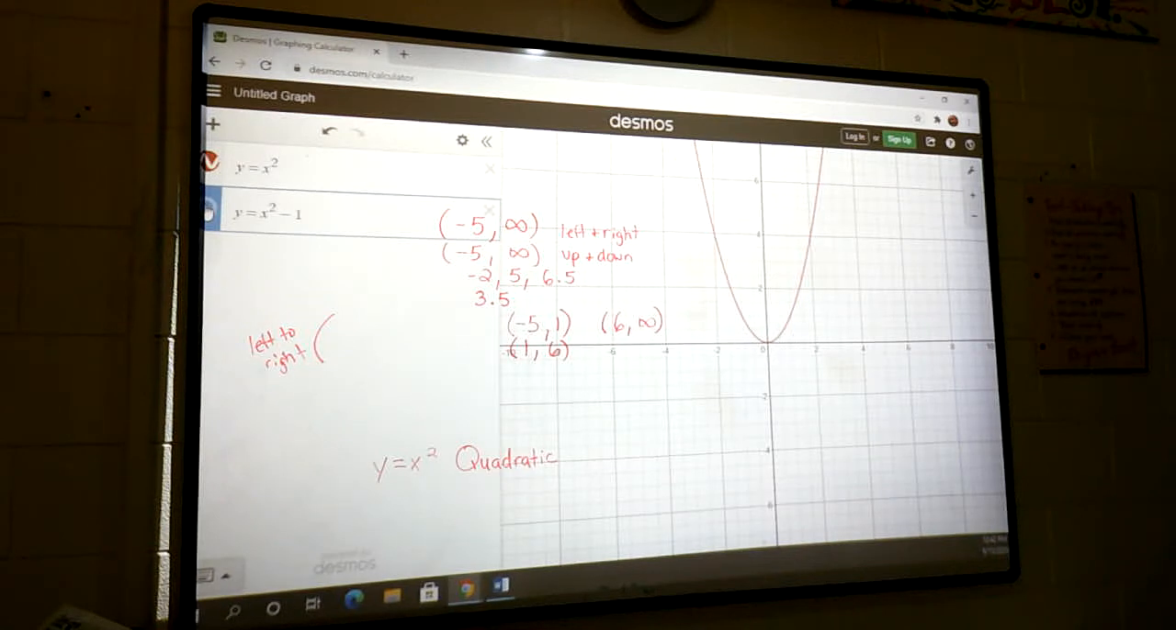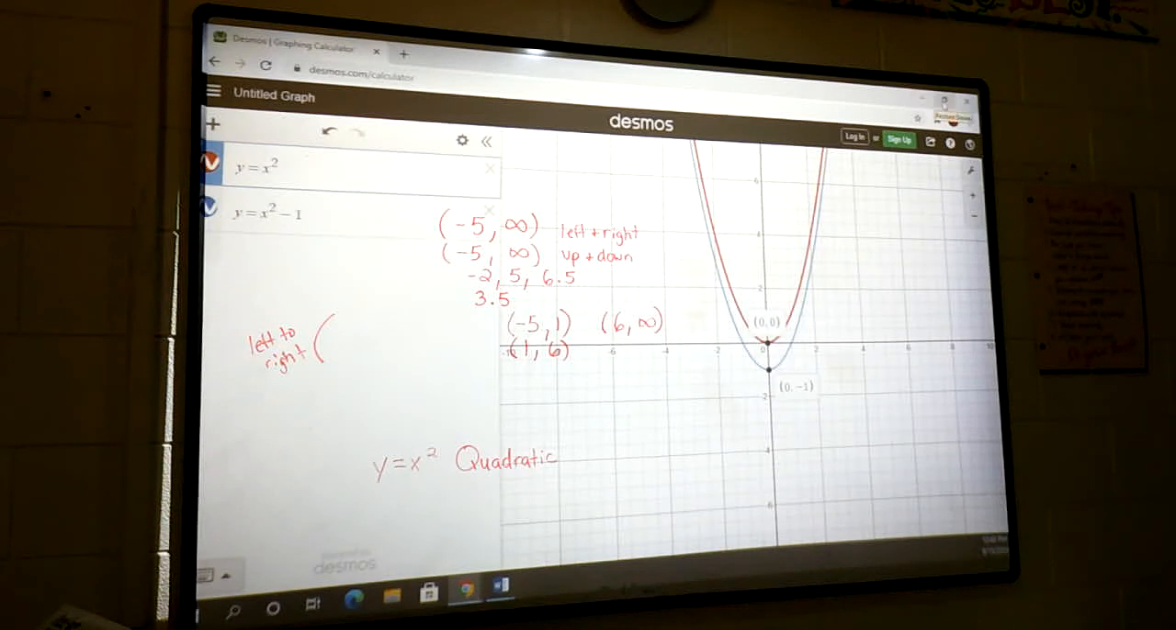It moved down. Okay? And it moved down by 1. So that's what that minus 1 is doing. That's called the translation. What happened? It went from here down to here. So it just moved down 1. That would be my translation.